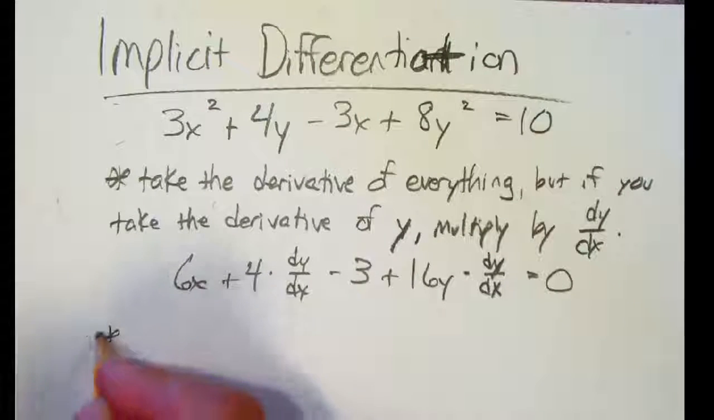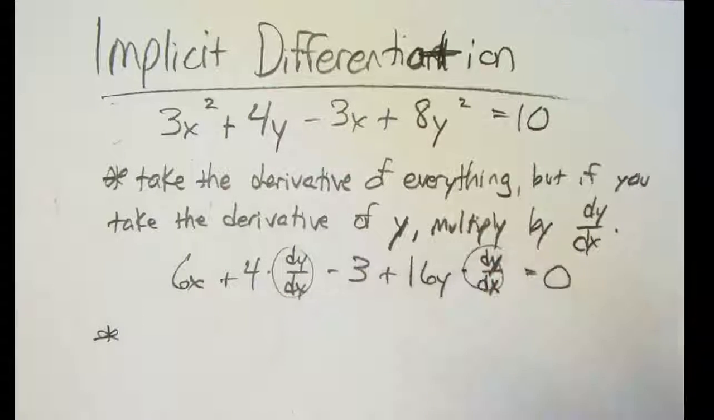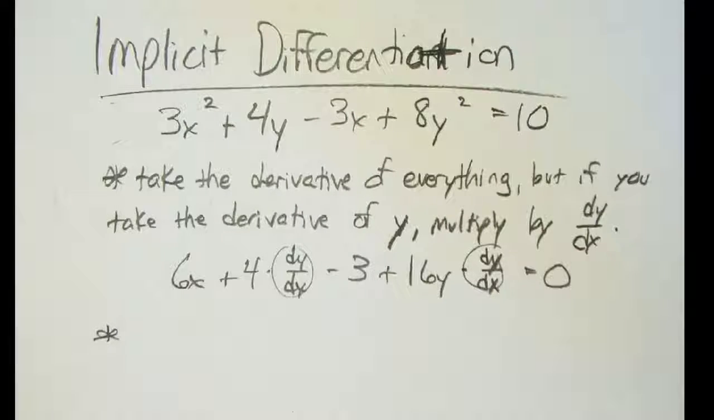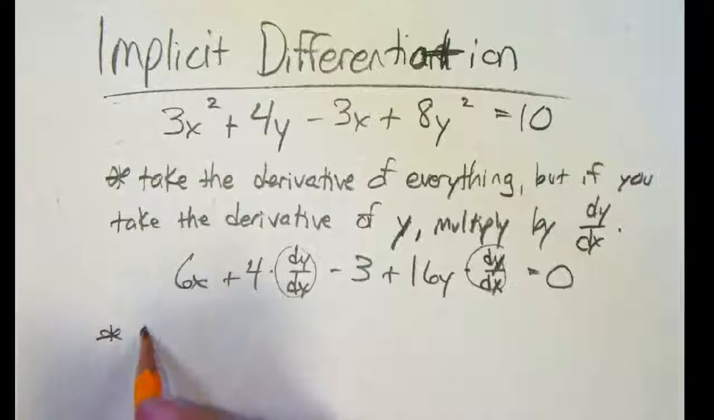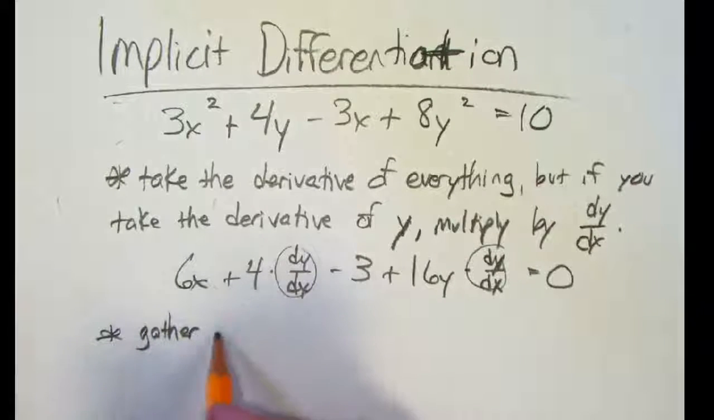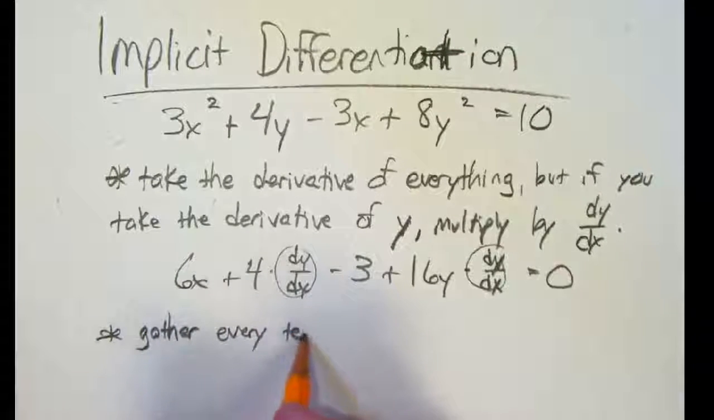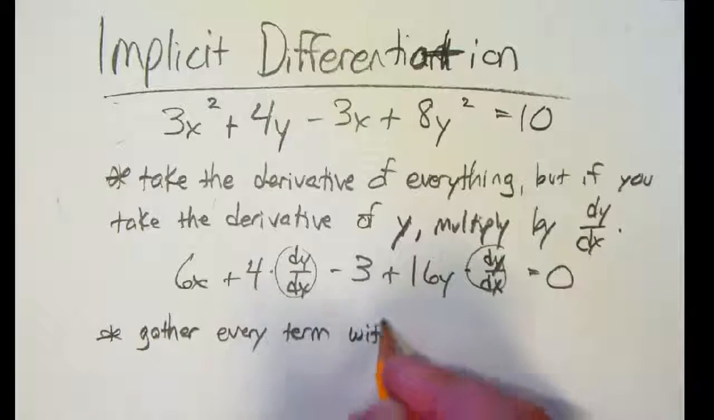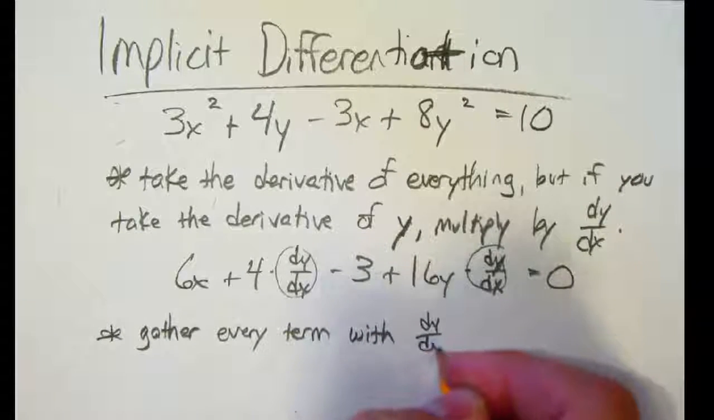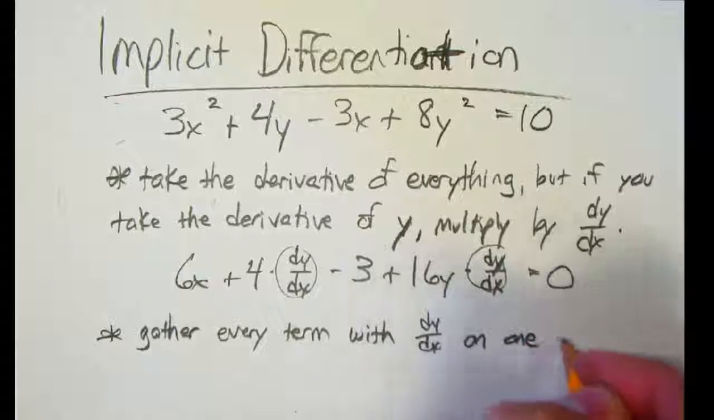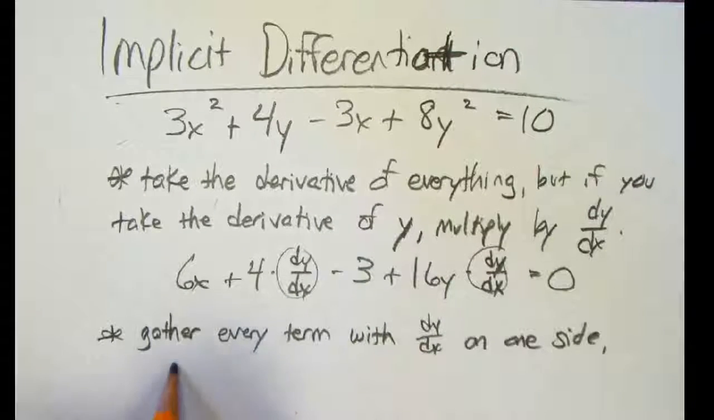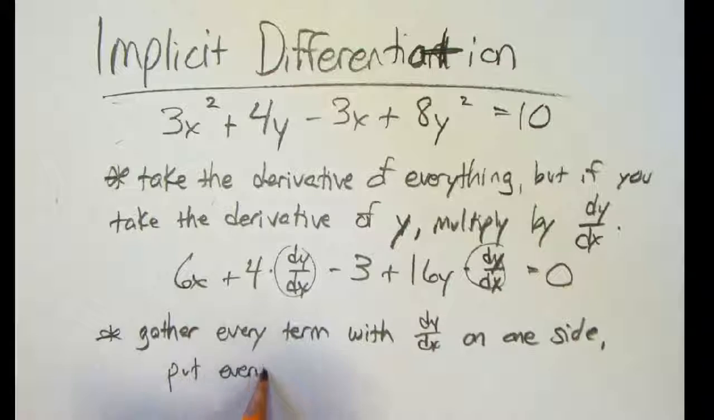Alright, then, our dy dx means derivative, so we want to solve for that variable. We want that variable by itself. So now it just becomes an algebra problem. I'm going to gather every term with dy dx on one side and put everything else on the other side.